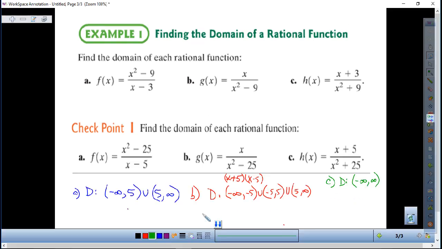All right, so here are the answers. The only value we're excluding here with A is positive 5. So there's our interval notation for it.